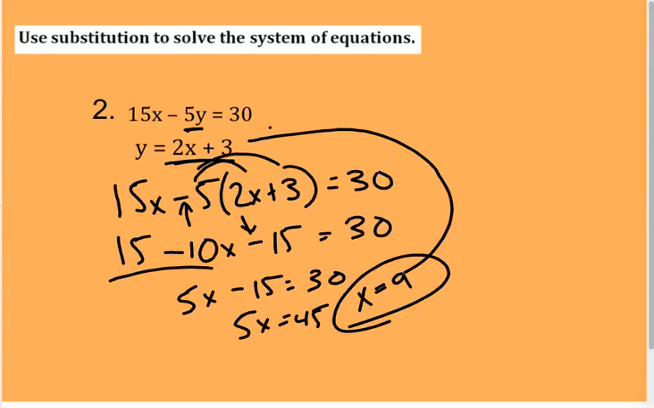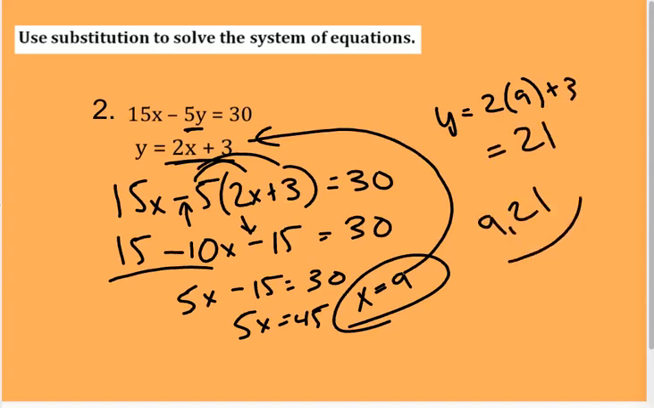So x is going to equal 9. x equals 9. Throw it back in here. You get y equals 2 times 9 plus 3. So y is going to equal 21. So my solution here is going to be (9, 21).